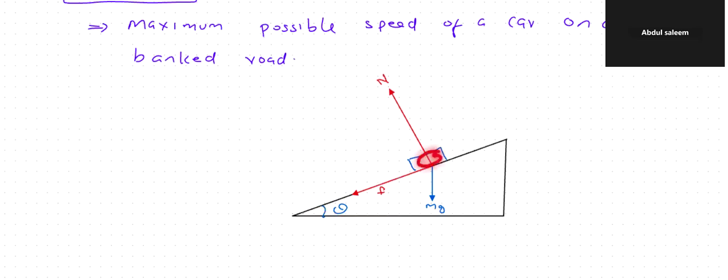Then mg force is acting downward. Mass into gravity is acting downward, and the normal reaction force is acting perpendicular to the surface. And the frictional force is acting along the surface of the road, and the centripetal force is acting towards the center of the circle. This is the centripetal force.